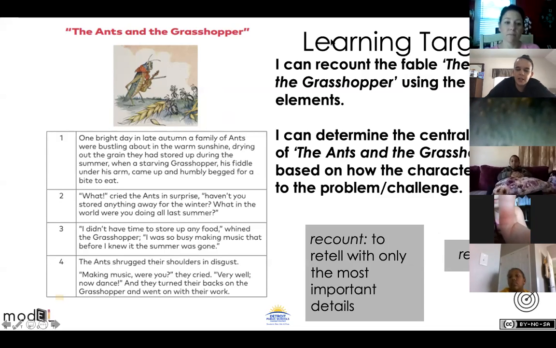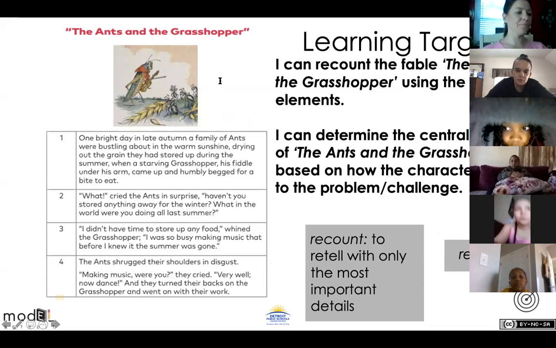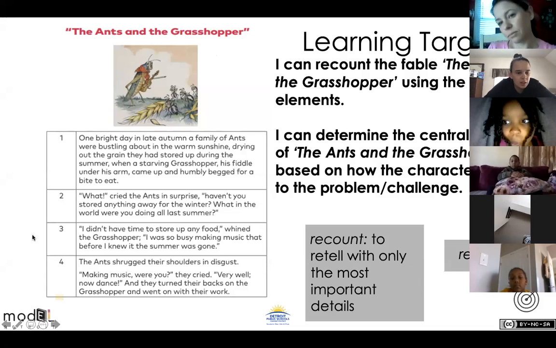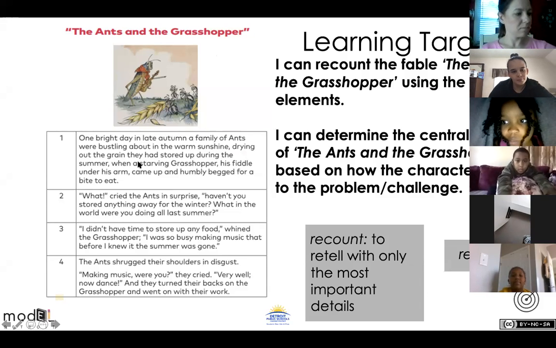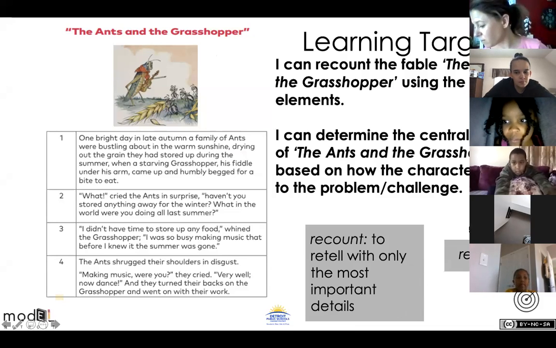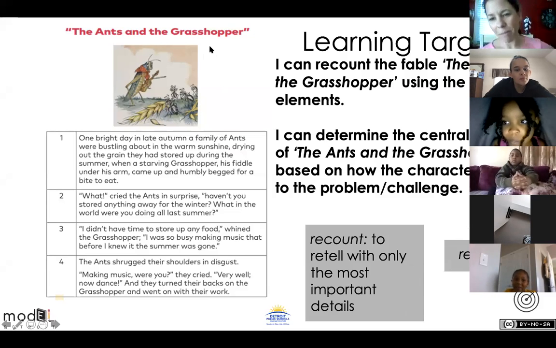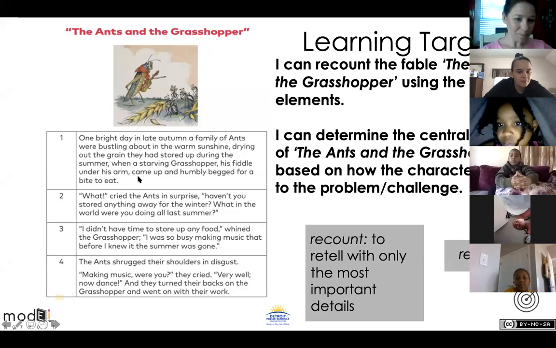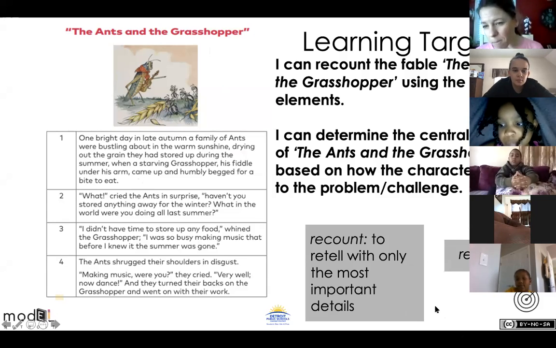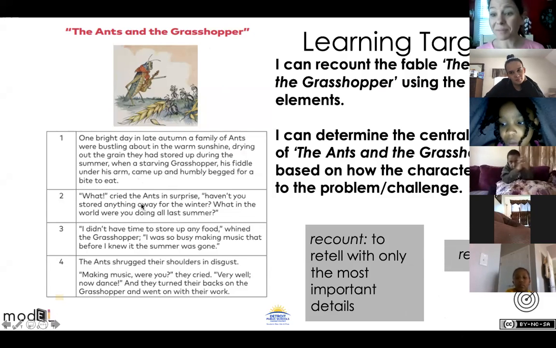Okay. What is a fable, friends? Because this target says we're going to recount a fable. What does that mean? Looking for a hand. London. What's a fable? Do you know, friend? Adanya? Something that's fake. Something that's fake? Yeah. It is fake. You're right.